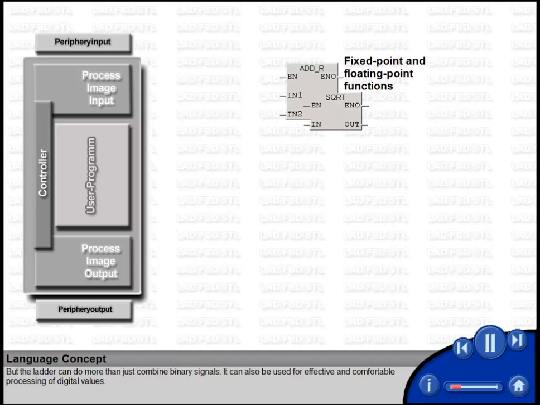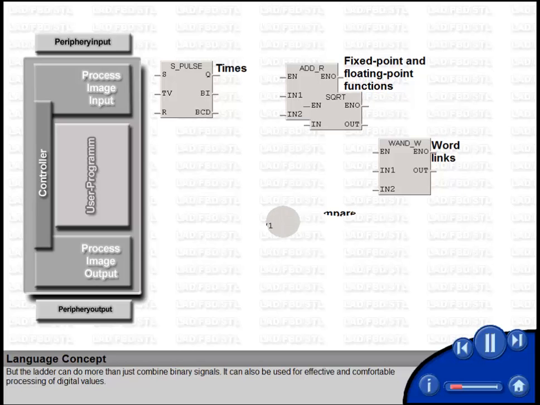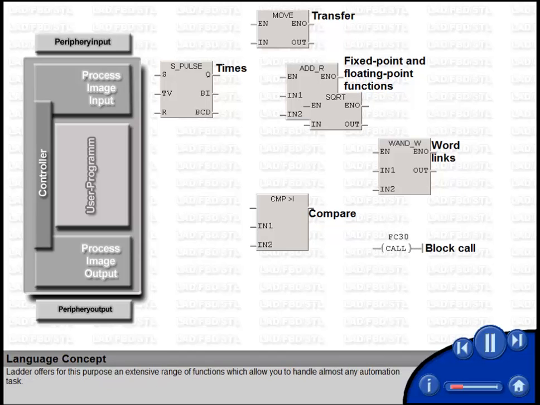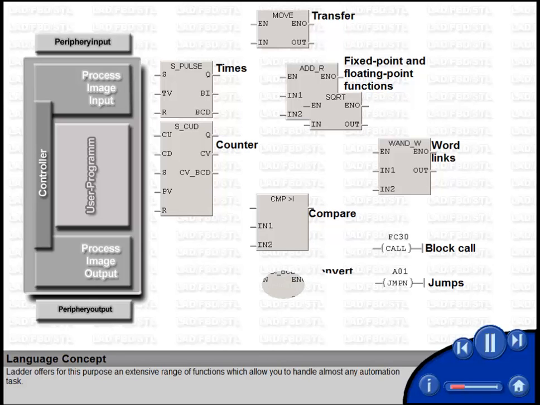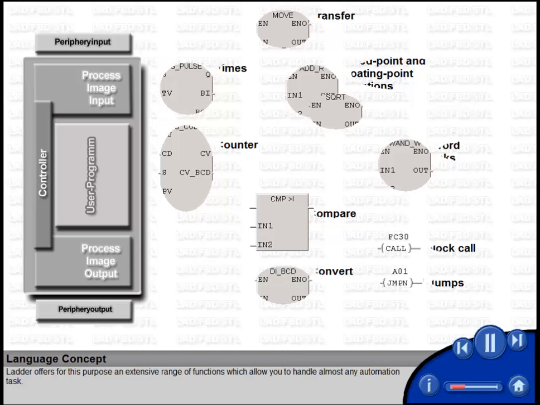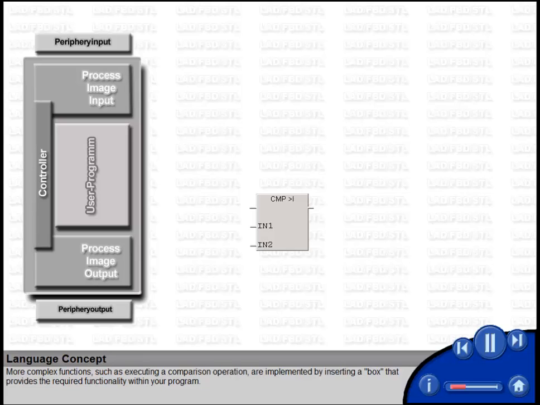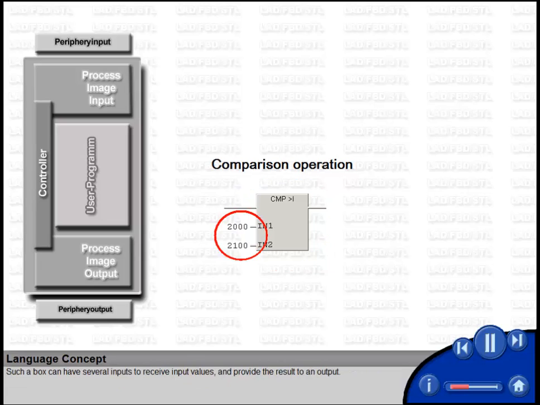But the ladder can do more than just combine binary signals. It can also be used for effective and comfortable processing of digital values. Ladder offers for this purpose an extensive range of functions which allow you to handle almost any automation task. More complex functions, such as executing a comparison operation, are implemented by inserting a box that provides the required functionality within your program. Such a box can have several inputs to receive input values and provide the result to an output.